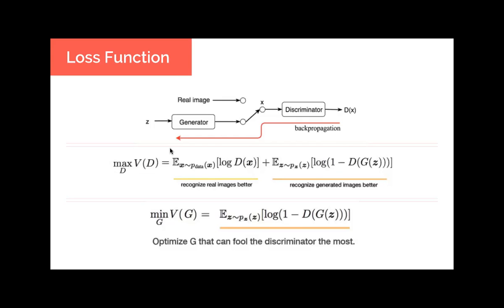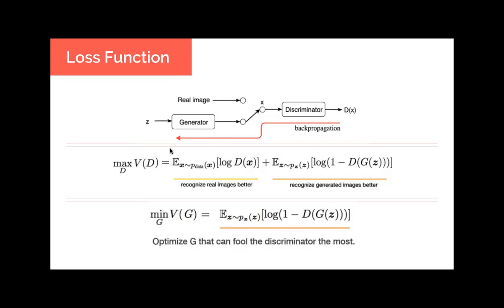Right? You can see it here. For the discriminator loss, their intention is to maximize the ability to distinguish the real image and maximize the ability to distinguish the fake image. So this is the loss function that you have for the discriminator.